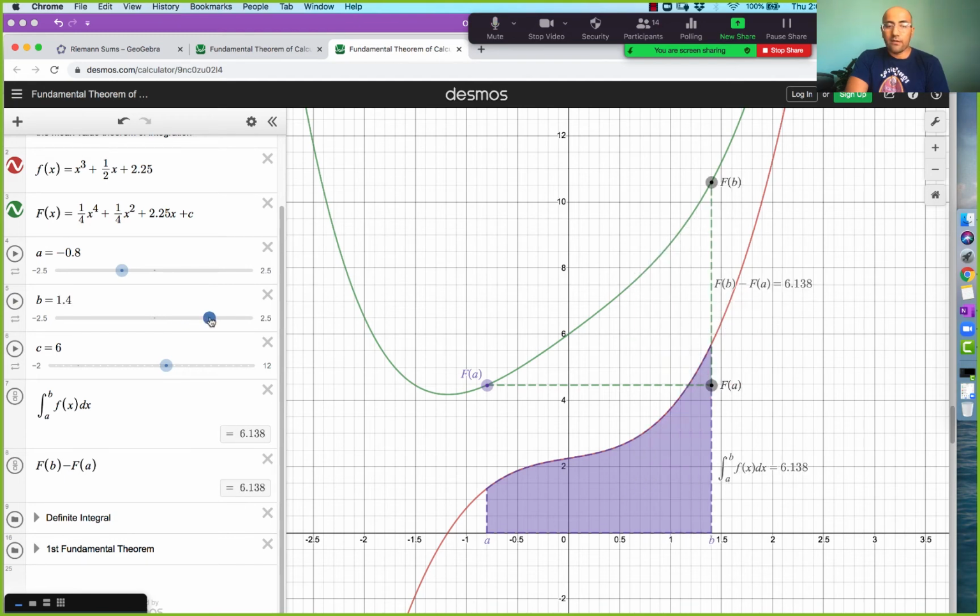So if I move this b value, I still get the same thing. Right? Either way, I get the same answer. Any questions about this?